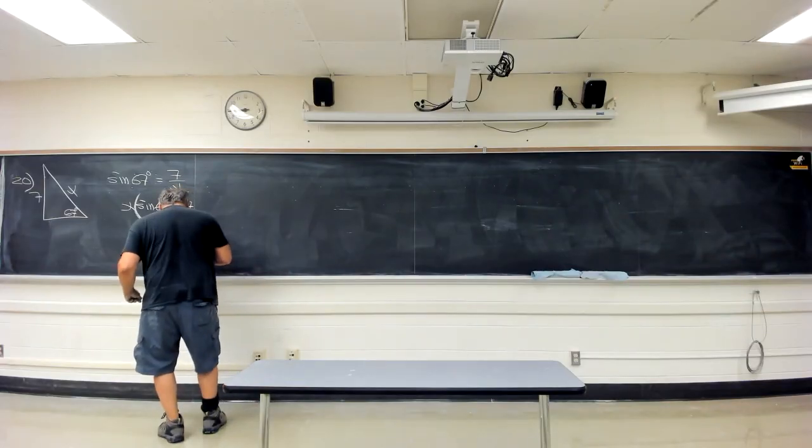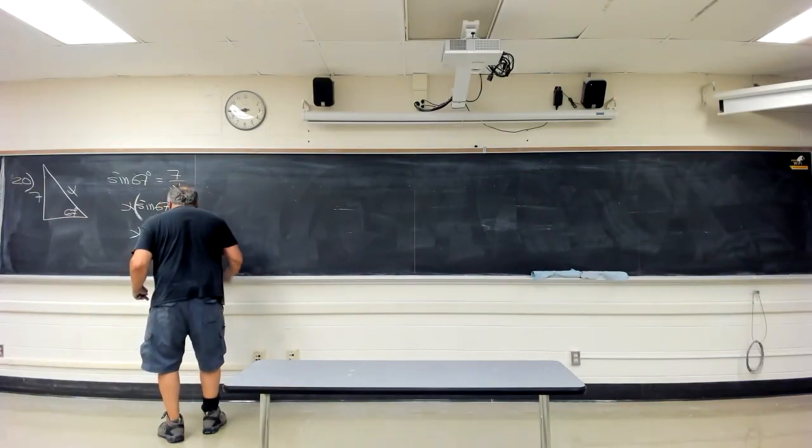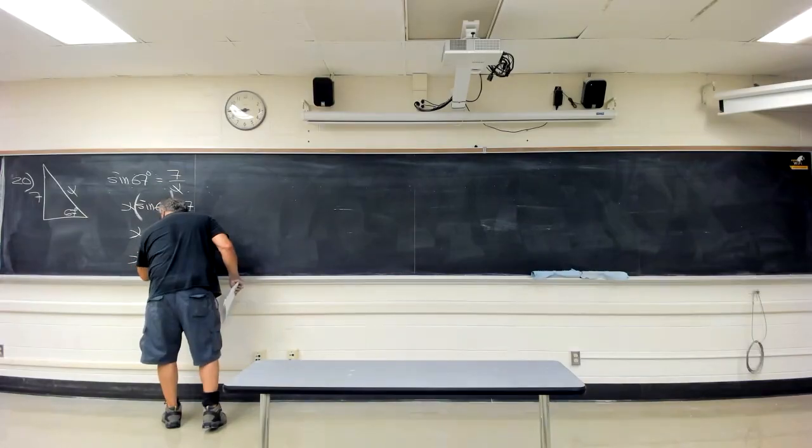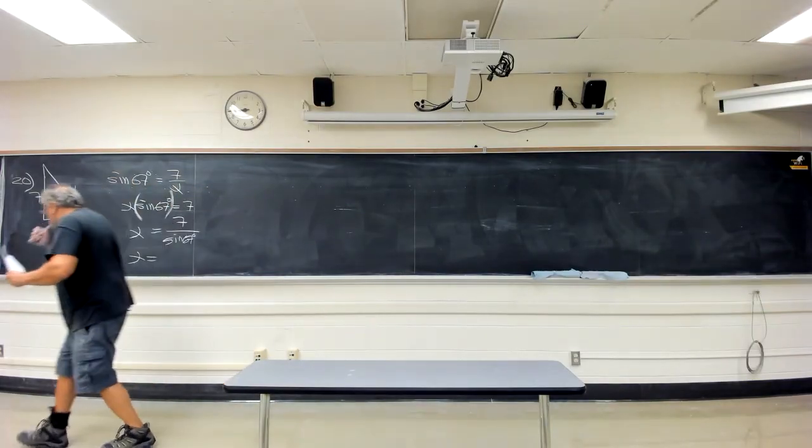They want you to round this whole thing. Round your answer to the nearest tenth. Sounds good to me. 7 divided by the sine of 67 degrees.